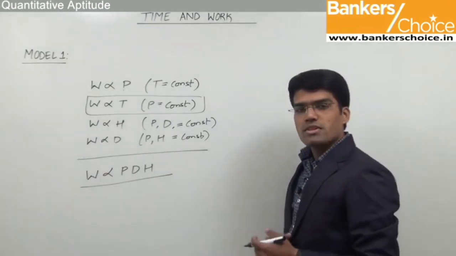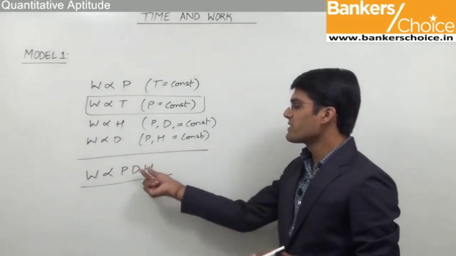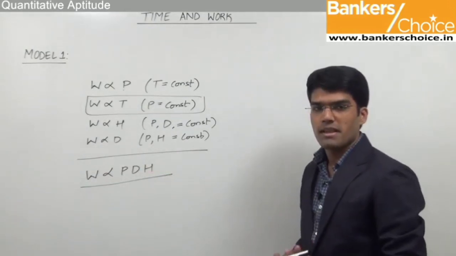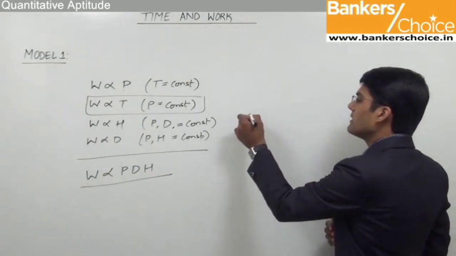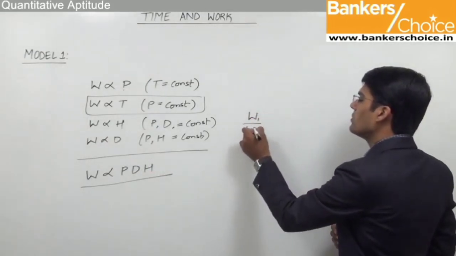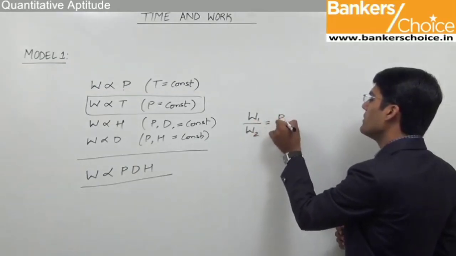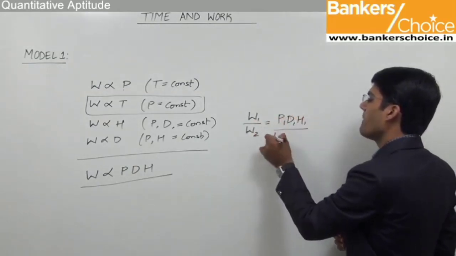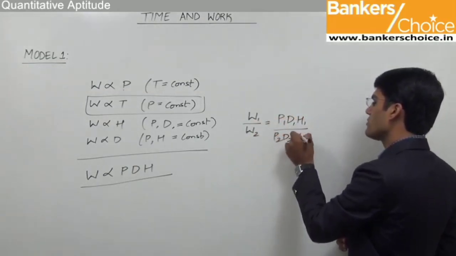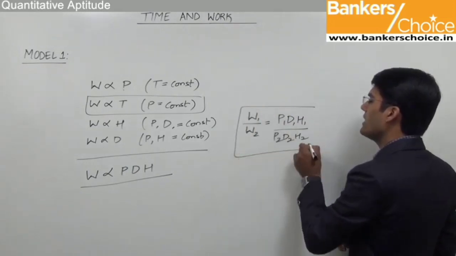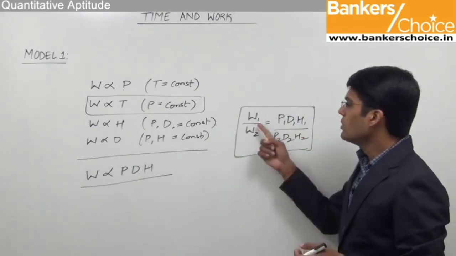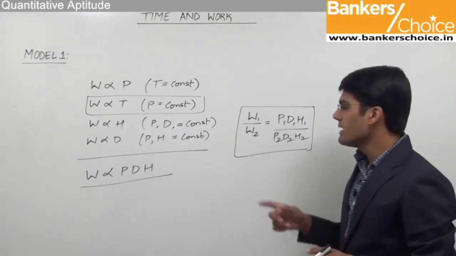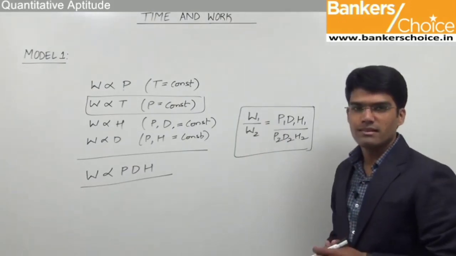Now from this proportionality between work, number of persons, number of days and number of hours per day, we can derive a very important equation. That is, W1 by W2 should always be equal to P1 D1 H1 by P2 D2 H2, where 1 and 2 indicate the first and the second case respectively. So W1 is the work done in the first case, and W2 is the work done in the second case.